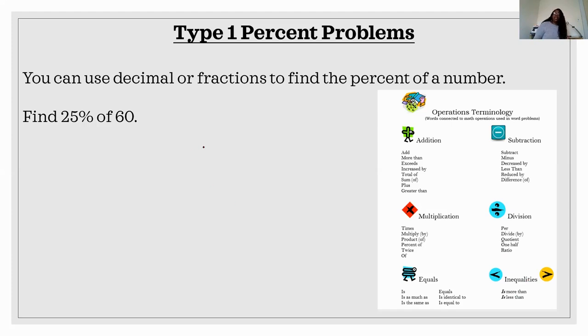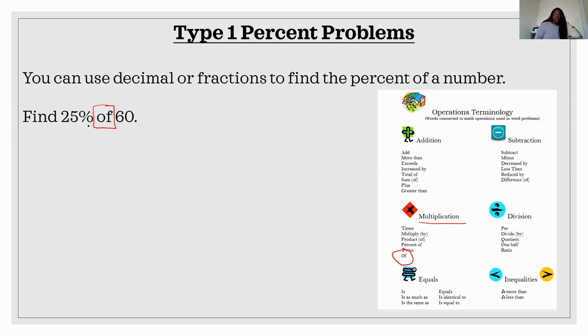So it says find 25% of 60. Here's this key word, of. What operation is of? If I take a look, which one just has of by itself? That's right here with multiplication. So that means I need to change this percent. My suggestion, you can change it to a decimal or you can change it to a fraction, but we need to change it out of its percent form.